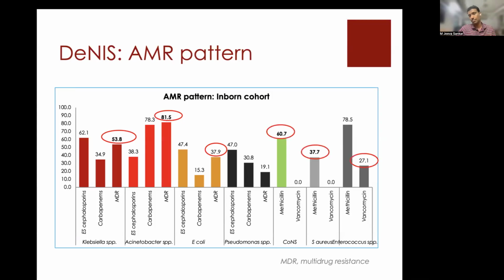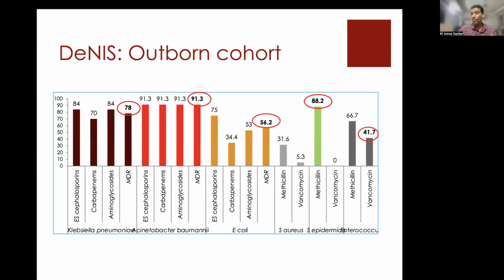And these are babies who are born and admitted into these hospitals, so the inborn cohort. And if you look at the outborn cohort, the babies who are born at home or at some other facility and then came to a tertiary hospital, this is ominous. If you look at Klebsiella, 80% are multi-drug resistant. Acinetobacter, 90% are multi-drug resistant. E. coli, more than 56% are multi-drug resistant. And Staph epidermidis, about 90% are methicillin resistant. Staph aureus is slightly better, about 30 to 40% methicillin resistant. Vancomycin resistant enterococci is about 40%.